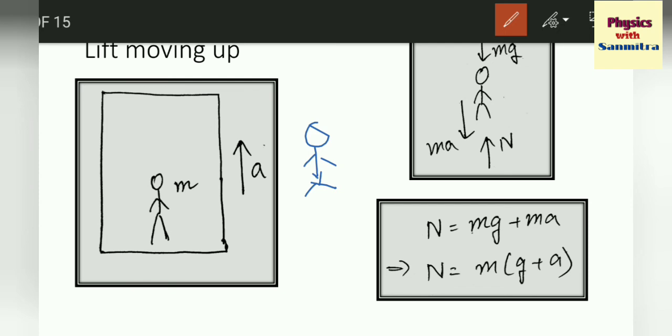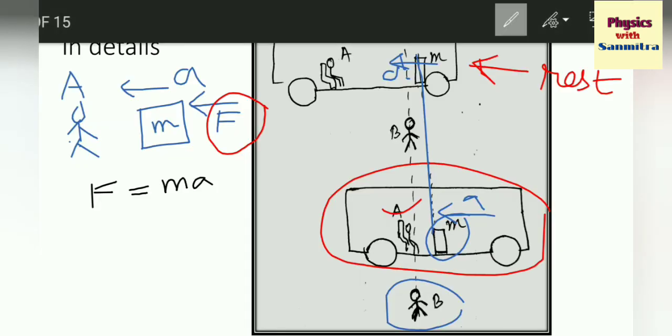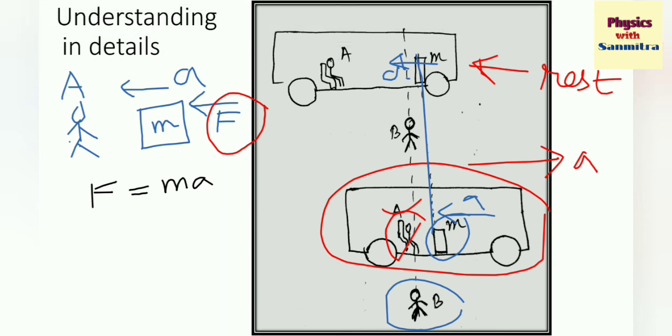So mg will act downwards. That is the weight. Now see, the lift is moving upward. Exactly as in the previous slide I have shown, if the bus is moving in the right hand direction, then pseudo force will be acting in the left hand direction for the person inside the bus, for the observer within that non-inertial frame of reference. To make it an inertial frame of reference, we'll add that pseudo force. So exactly the same thing we will do for the case of the lift.